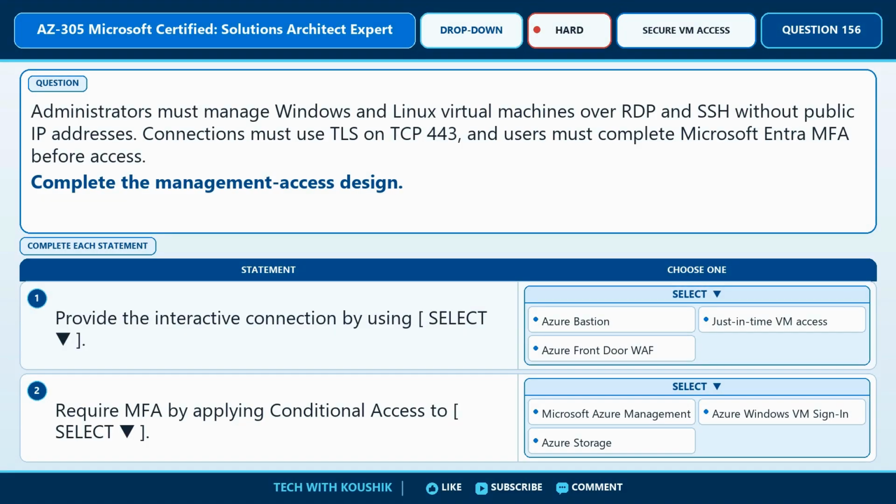Review the situation. Administrators must manage Windows and Linux virtual machines over RDP and SSH without public IP addresses. Connections must use TLS on TCP 443, and users must complete Microsoft Entra MFA before access. Complete the management access design. Statement 1. Provide the interactive connection by using the blank. The available choices are Azure Bastion, Just-in-Time VM Access, or Azure Front Door WAF. Statement 2. Require MFA by applying Conditional Access to the blank. The available choices are Microsoft Azure Management, Azure Windows VM Sign-In, or Azure Storage.